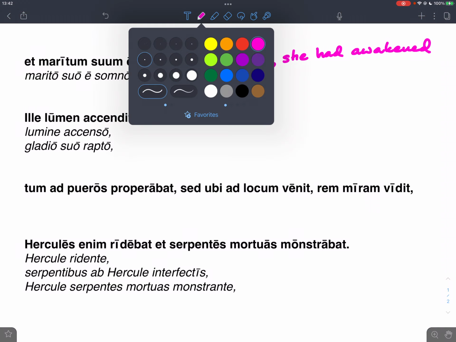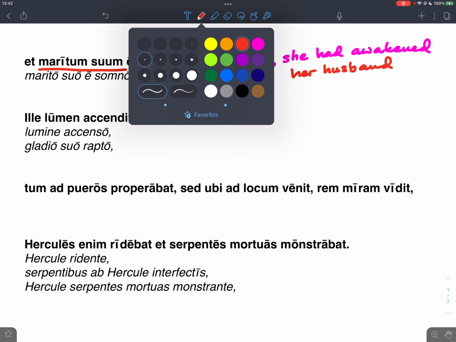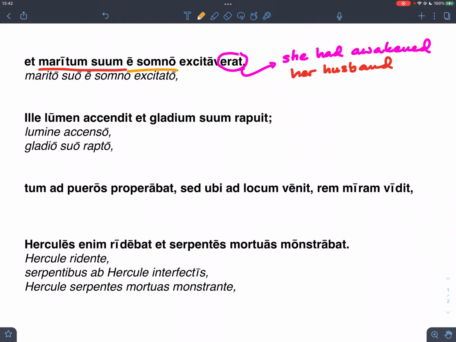So I'm going to go left to right here. Maritum suum, right? She had awakened her husband, a somno, from his sleep, right? A somno, from sleep. Okay, so that's the real sentence.